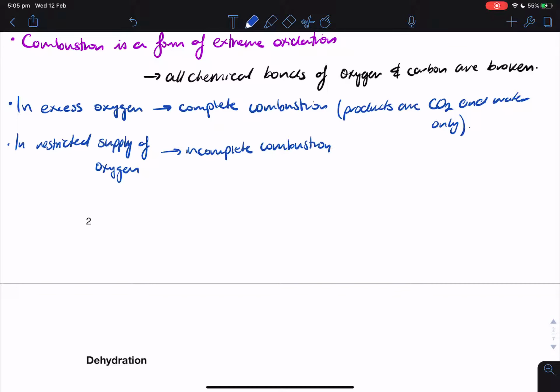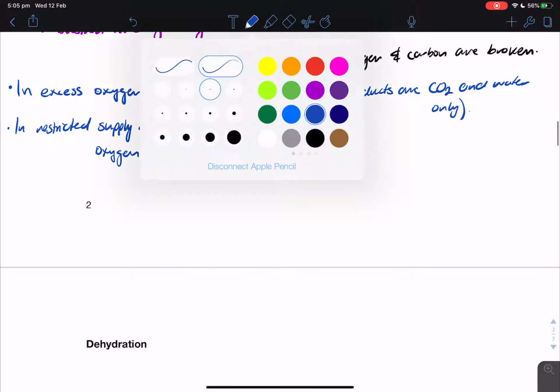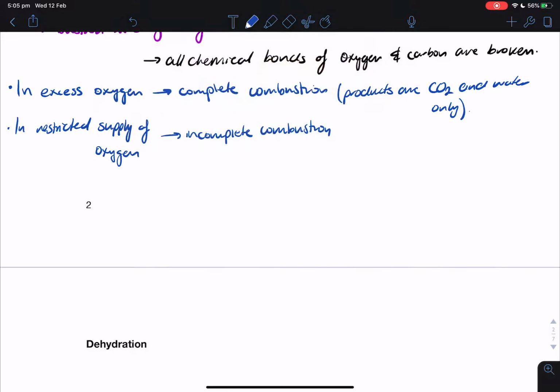Okay, so what happens when there's incomplete combustion? The alcohol is actually going to burn incompletely, as you probably would have guessed, to form a mixture which contains different amounts of carbon dioxide, carbon monoxide, carbon, which is soot, and water. The longer the hydrocarbon chain, the more likely incomplete combustion will occur because it's harder to completely oxidize the alcohol. So let's write all of this down.